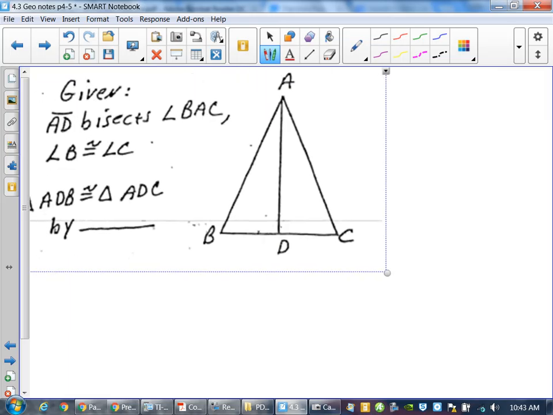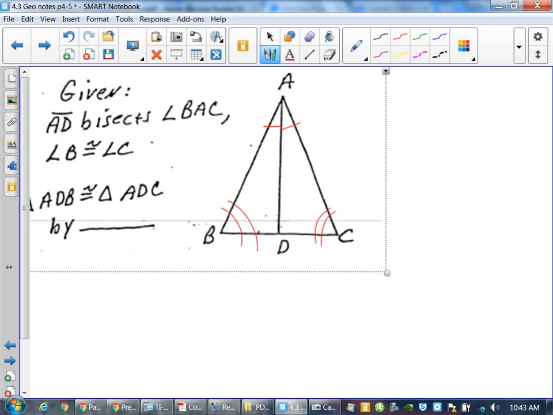What does a bisector do? What does a bisector do of an angle? Bisects. Bisects what? An angle. We say it louder. That means those two are the same because it says it bisects BAC. A is the vertex, so you cut it in half. Next it says angle B and C are the same, okay?